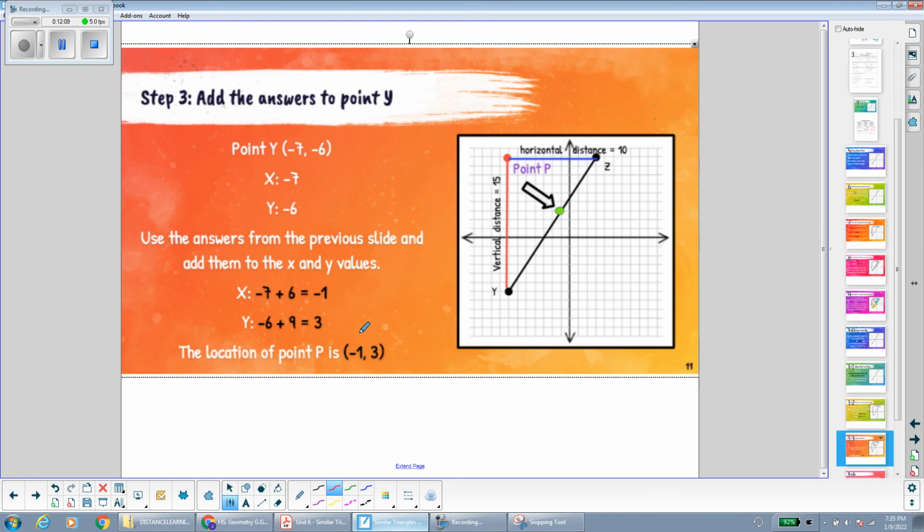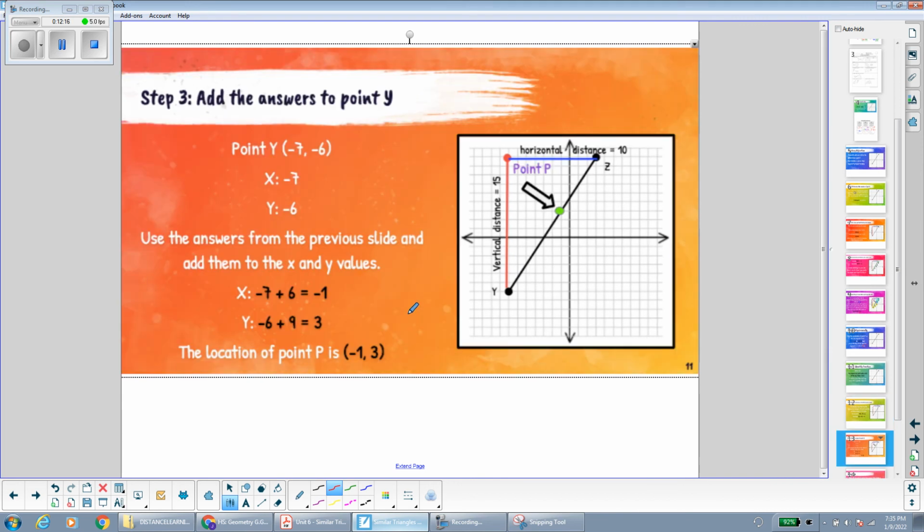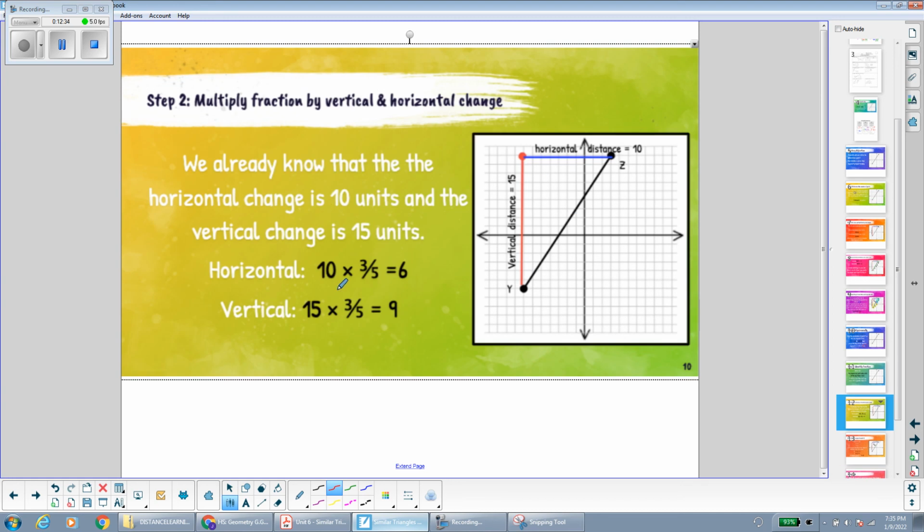Now, all we need to do is take the values that we found on the previous slide, 6 and 9, and we need to add them back to our starting endpoint, which would be point y. So point y has an x coordinate of -7 and a y coordinate of -6. On the previous slide, horizontally, we got 6, and vertically, we got 9.